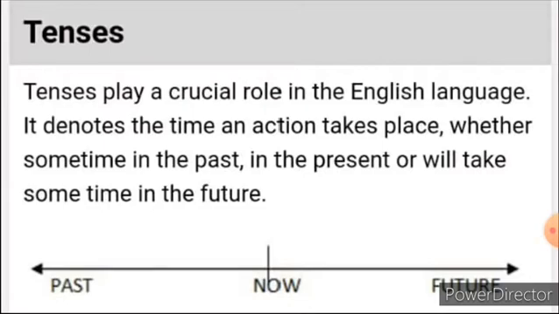It denotes the time when an action takes place, whether sometime in the past, listen children, in the past, or it may be in the present, or in the future, will take place sometime in the future. That is known as tenses. Tenses means it denotes the time when an action takes place. Listen carefully, the tense of a verb tells us the time of action.